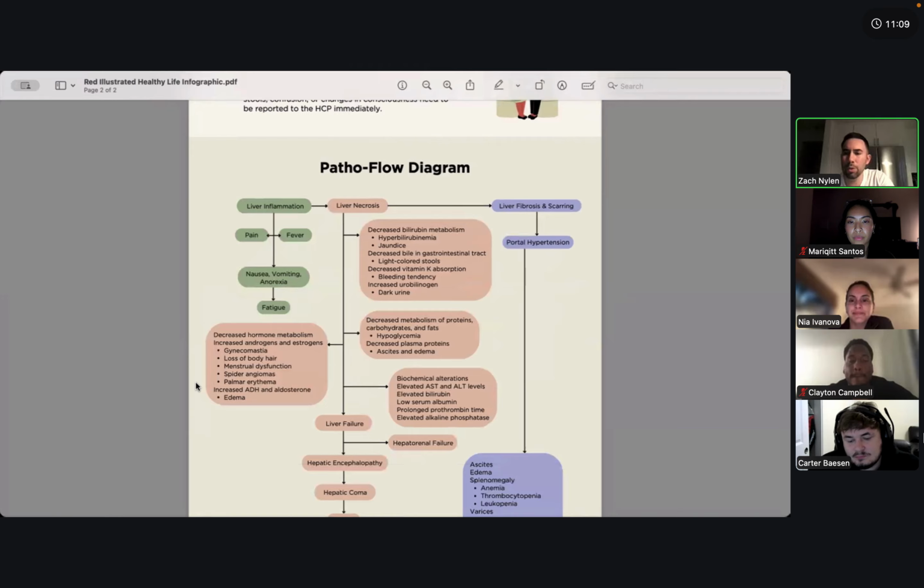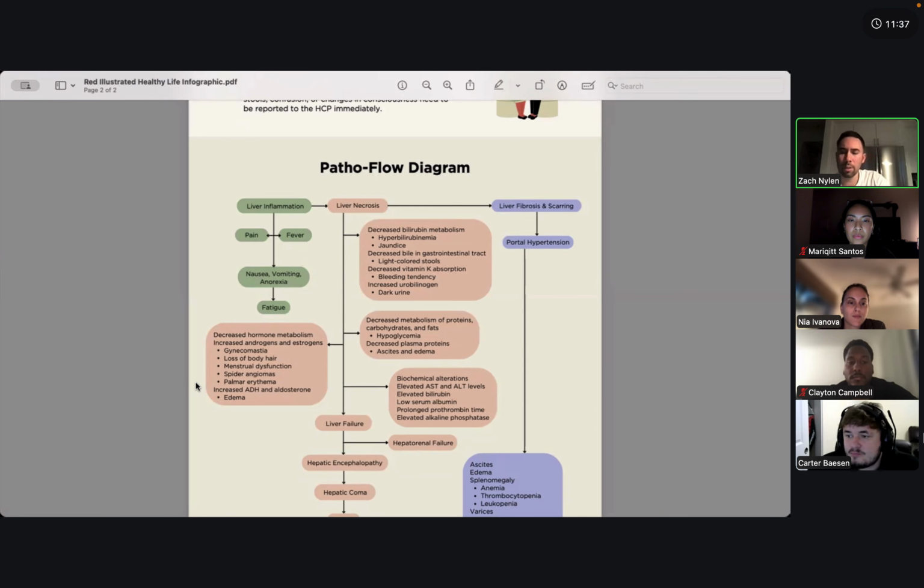Another major effect is decreased hormone metabolism. This results in increased androgens and estrogens, causing gynecomastia, loss of body hair, menstrual dysfunction, spider angiomas, and palmar erythema. You can also see increased ADH and aldosterone, which further contributes to fluid retention and edema.